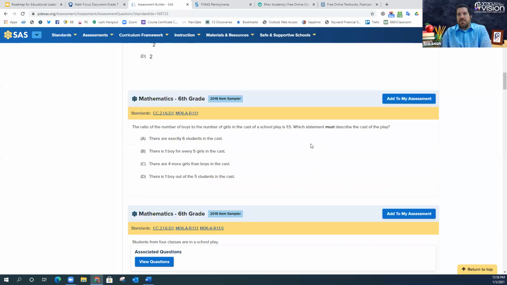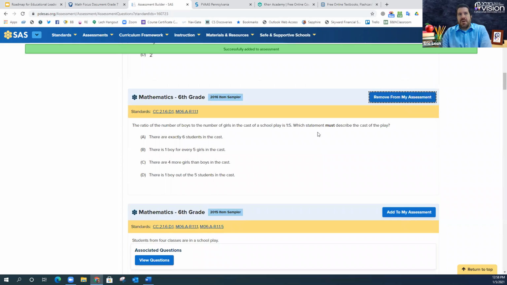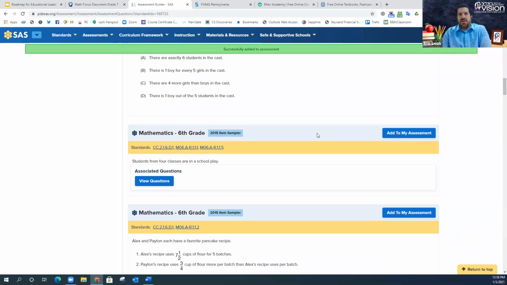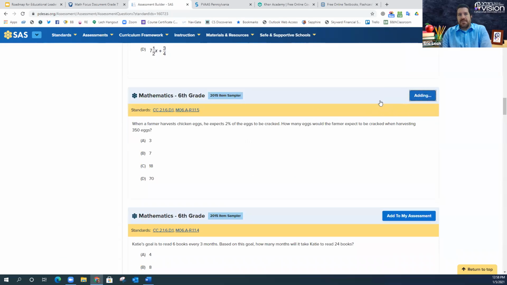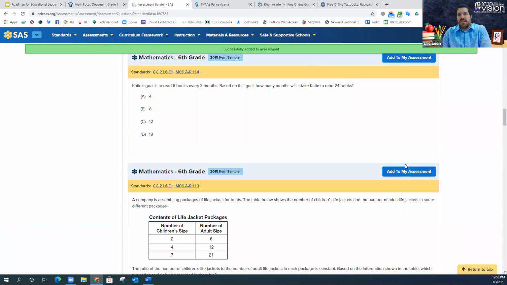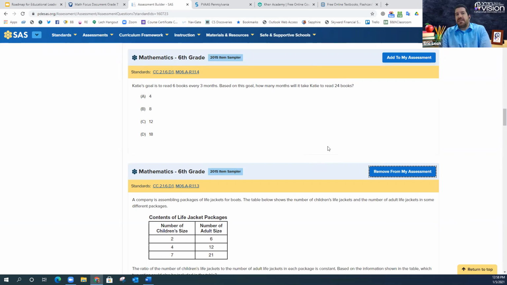I might include this question about ratio. I might include another question that has some percentage in it. Again, just a few different items so I can get a sense if my students understand this skill at a 6th grade level and are ready to enter the 7th grade level, or maybe they don't even understand it at a 6th grade level and I have to start my scaffolding there.